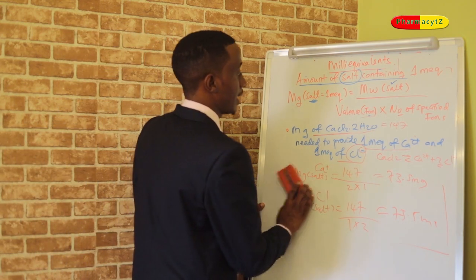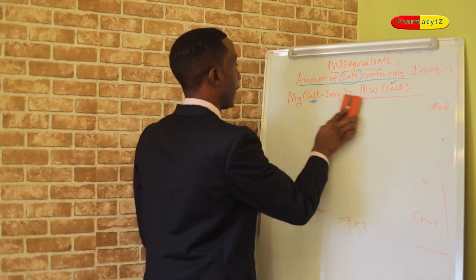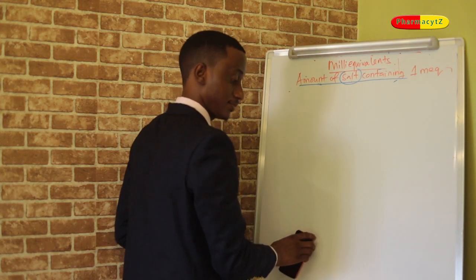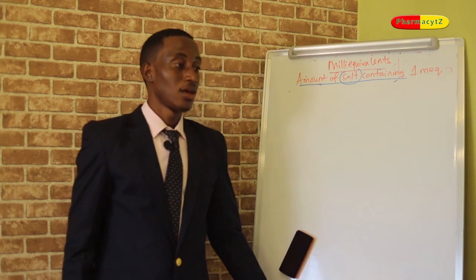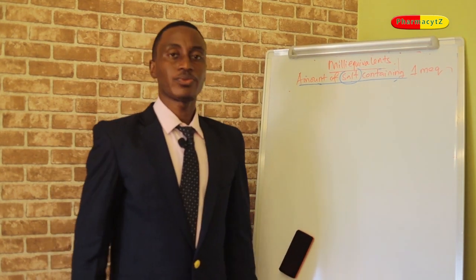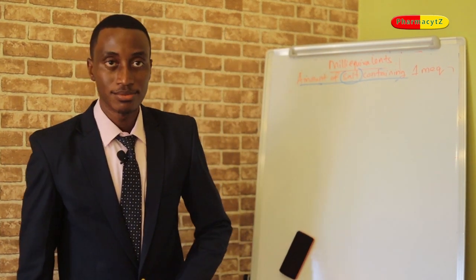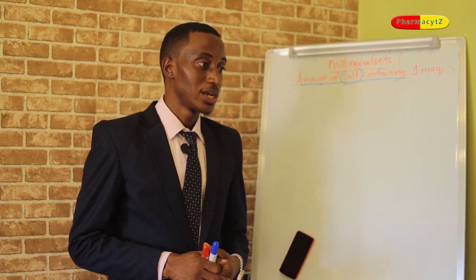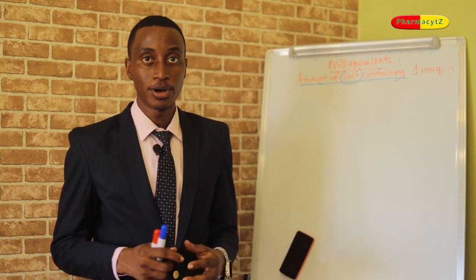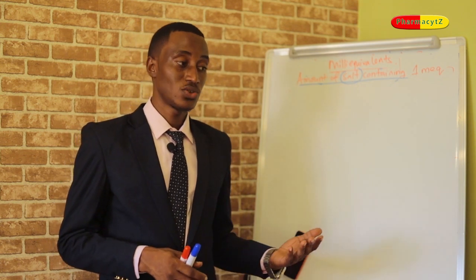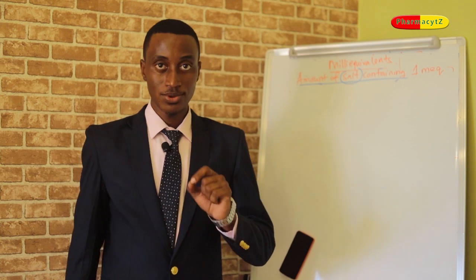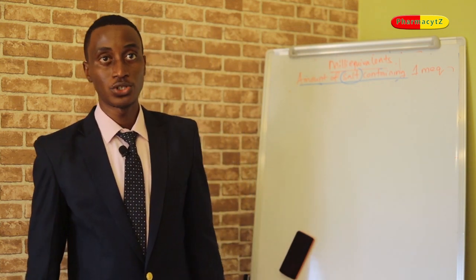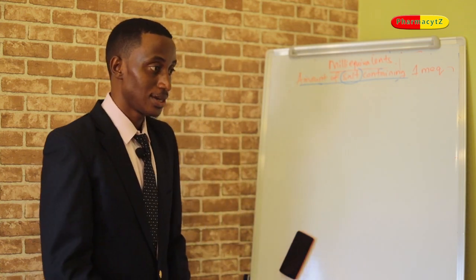All right, let's check another example. When grams or milligrams of salt are stated, the number of milliequivalents can be obtained by proportion. This is the vice versa of what we are doing. How does this happen? Check this example.